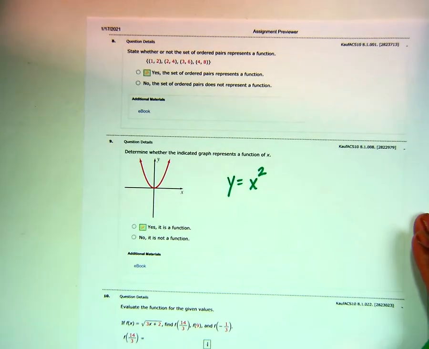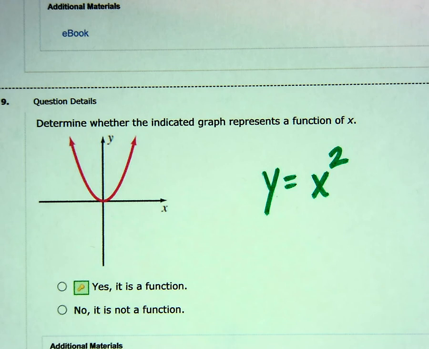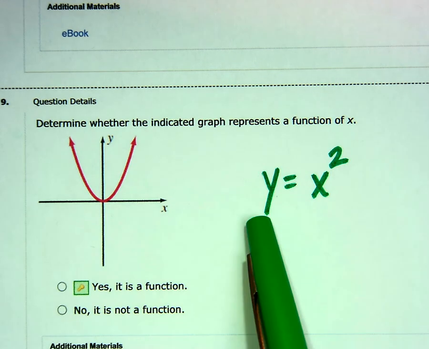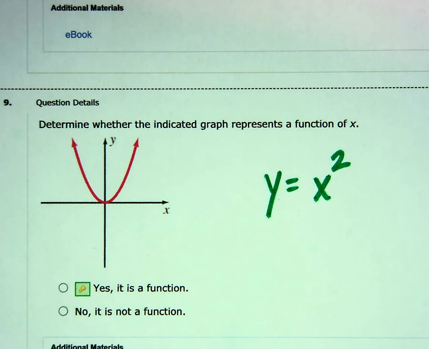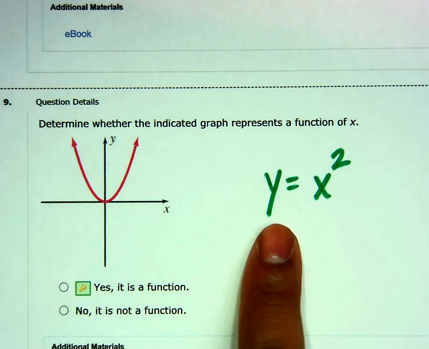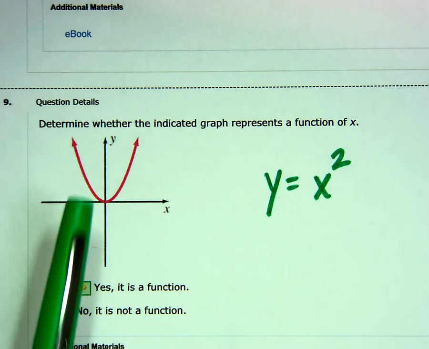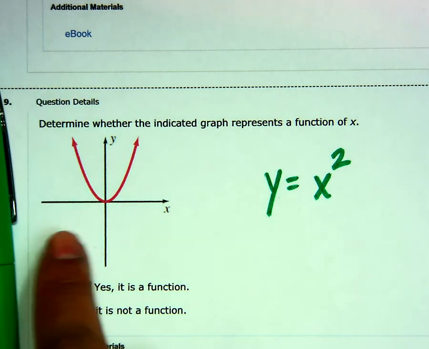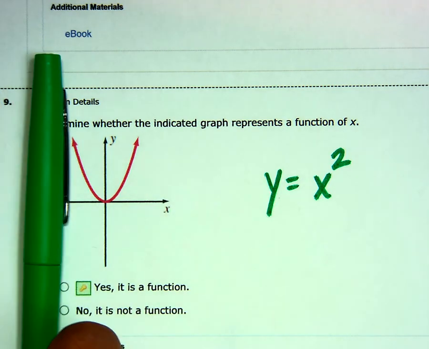Your next one. Determine whether the indicated graph represents a function of x. Well, yes, I know that it represents a function of x, because it just so happens I know about parabolas. For this particular example, the function is y equals x squared. No, you're not supposed to know that. But what you are supposed to know is that it passes the vertical line test. So if you didn't know this, you didn't know it. But you see the picture. Imagine doing the vertical line going up and down, going across the x-axis. So my pencil is just going across.